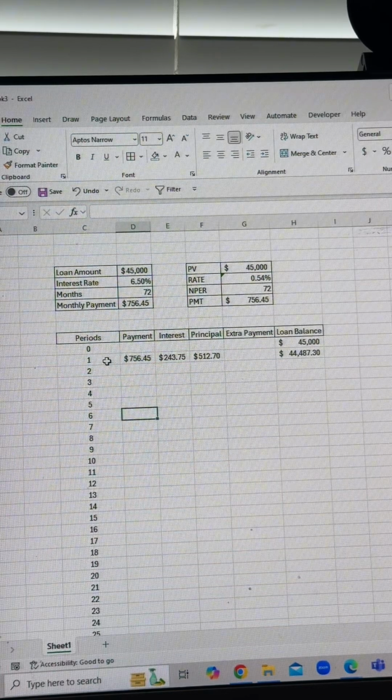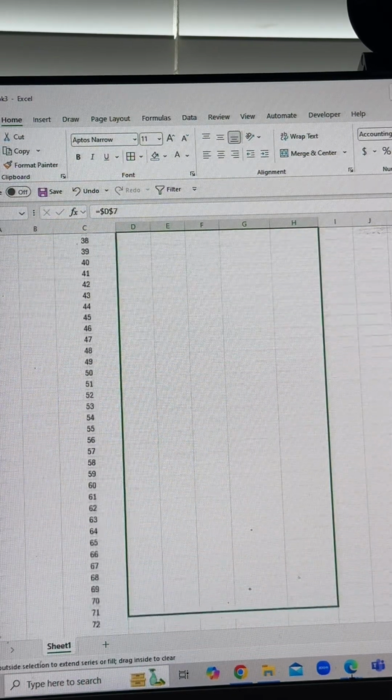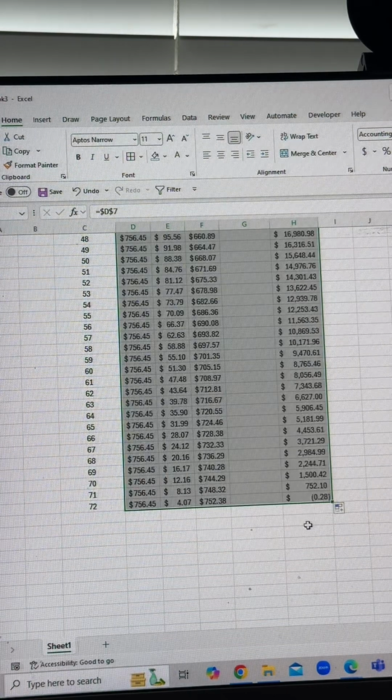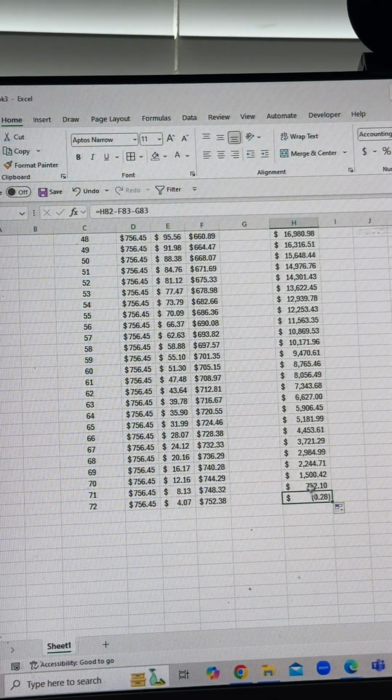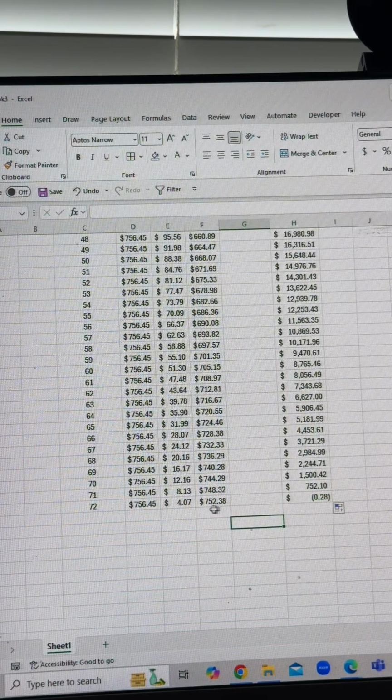And once you have this first row done, you're just going to select these cells and drag it or copy it down all the way up until you hit the 72 months. And you see how the loan amount starts getting negative here? That means you paid it off. This would be your last payment.